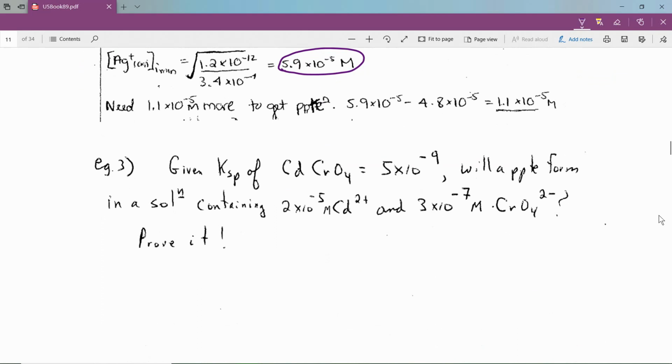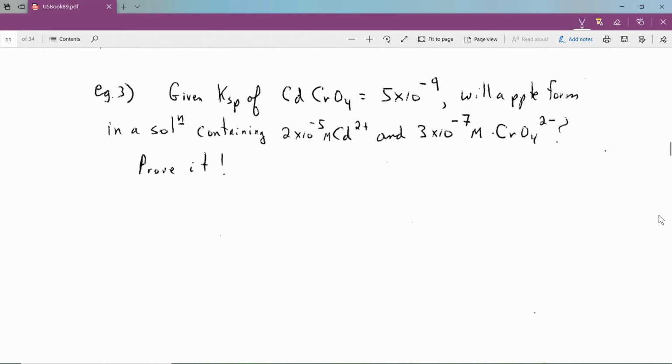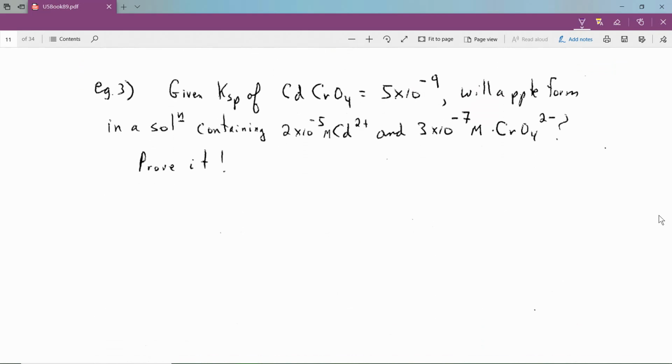Okay, let's try an example 3 together here. Given KSP of cadmium chromate, 5 by 10 to minus 9, will a precipitate form if you've got 2 by 10 to minus 5 molar of cadmium 2 plus and 3 by 10 to minus 7 molar of chromate? Then it says prove it. Okay, my guess is it will.